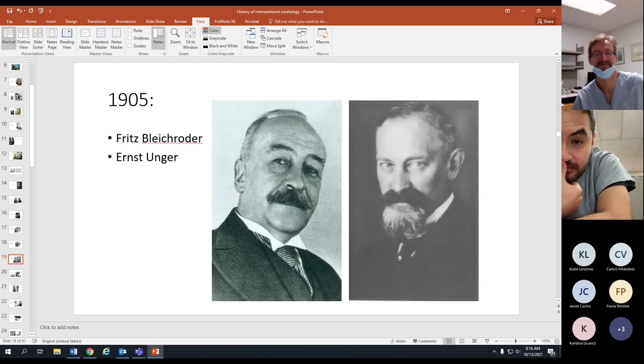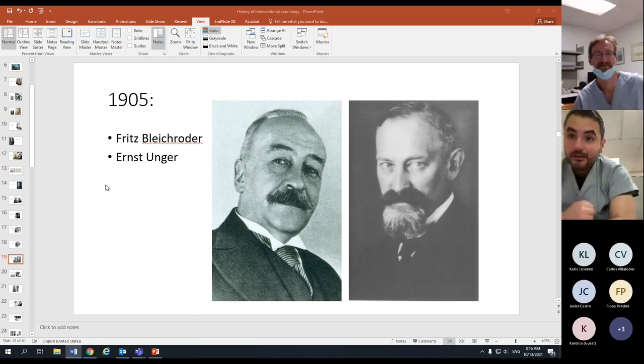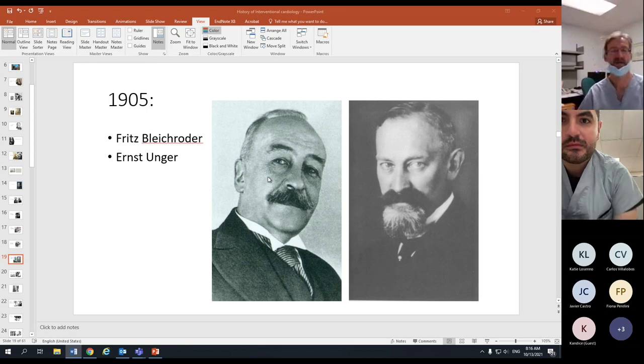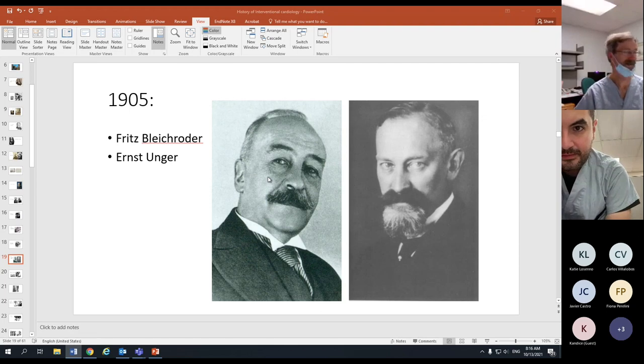By the end of the 19th century, the stage was set to make the leap from animal catheterization to humans, which was a transition marked with some controversy. So in 1905, Fritz Bleichroeder and Ernst Unger worked together and were interested in developing methods to inject medications adjacent to organs affected by specific disease, as it was felt this would be the most effective way to deliver therapy.